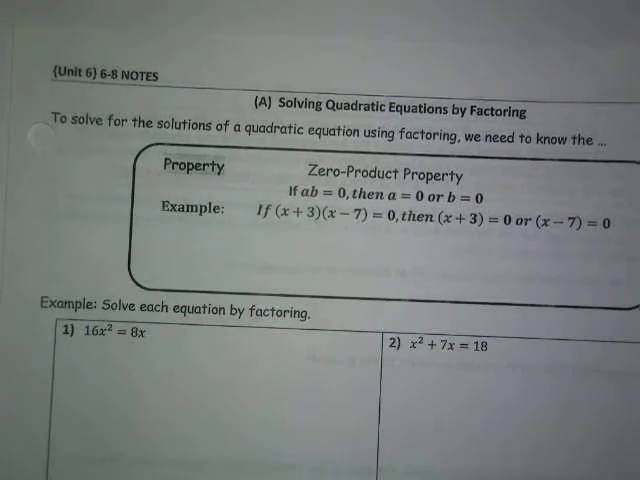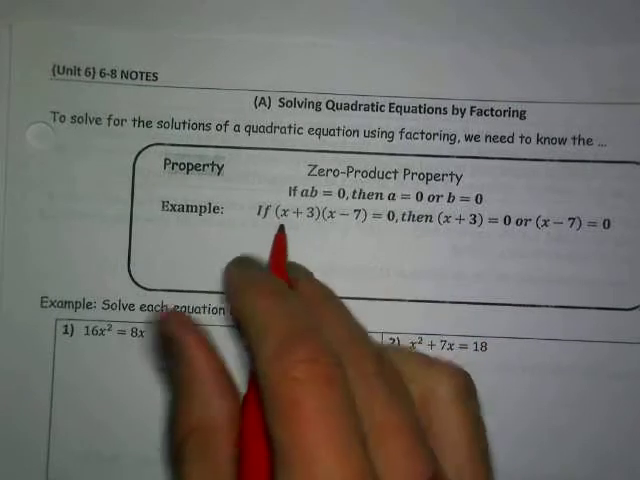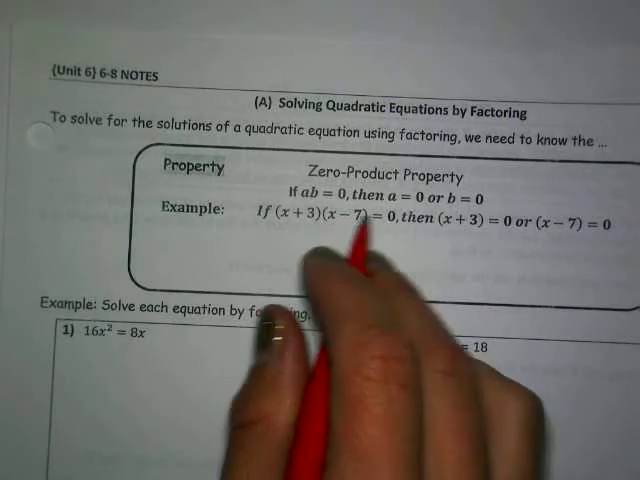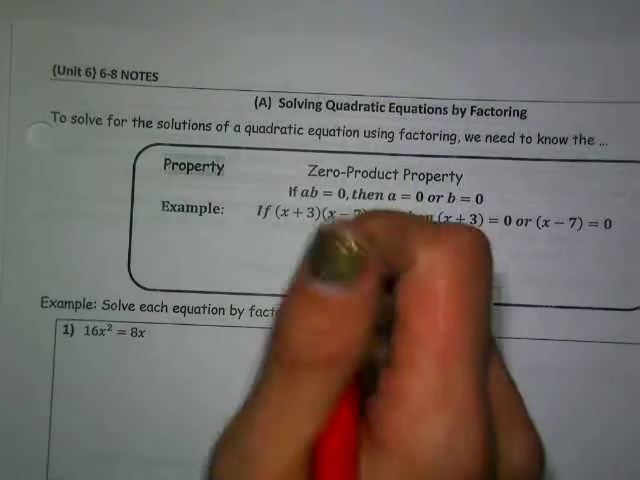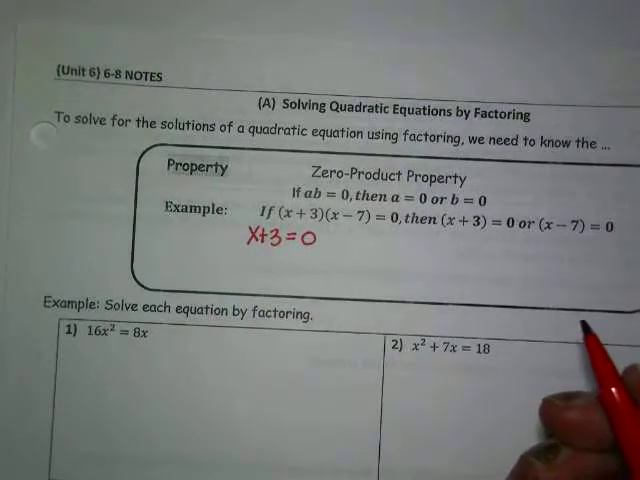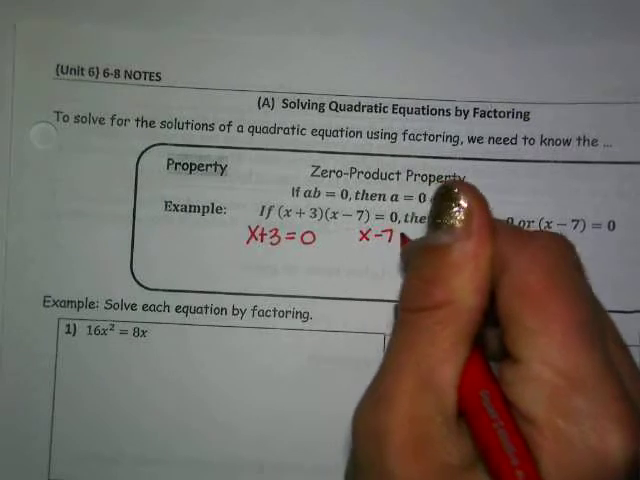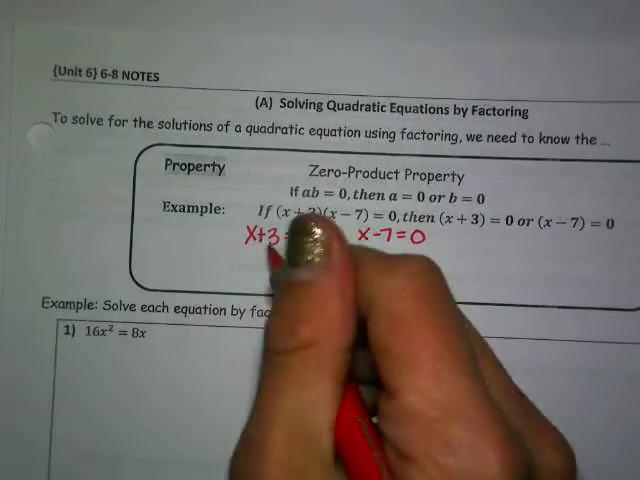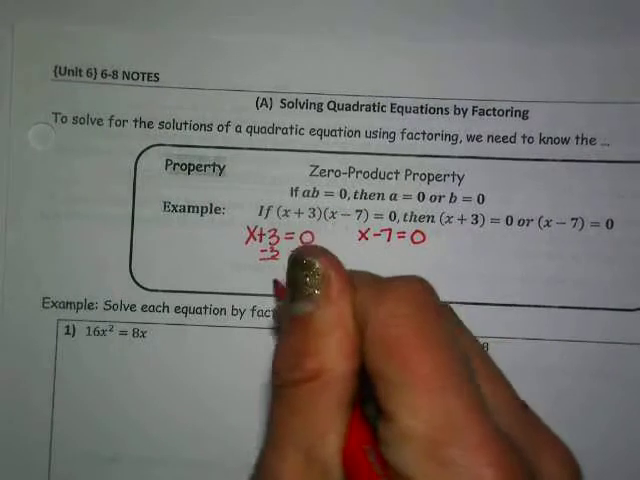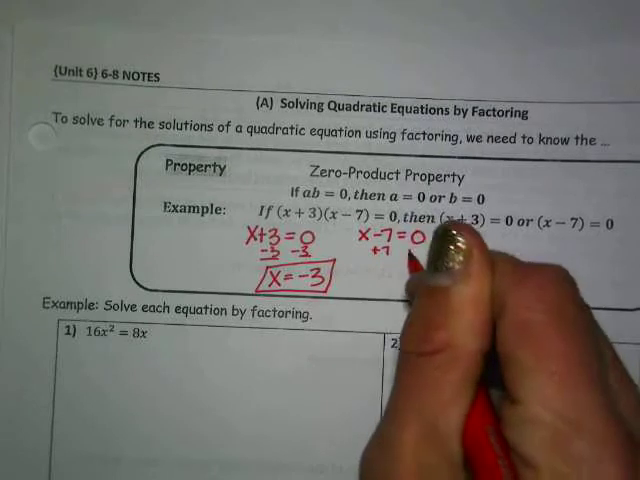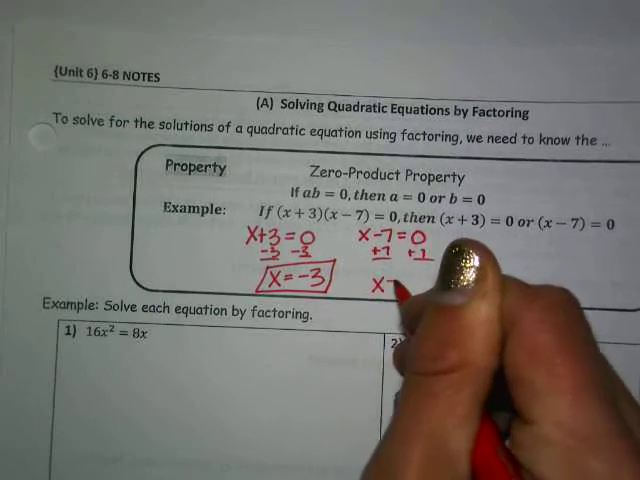So once I factor, I get something that looks like this, right? (x + 3)(x - 7), and it's going to equal 0. Then I know that x plus 3 can equal 0, or x minus 7 can equal 0. It doesn't matter. And so, yes, there are going to be two possible answers. So then you're going to solve for x. x is going to be negative 3, or x is going to be 7.